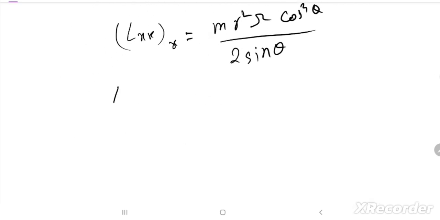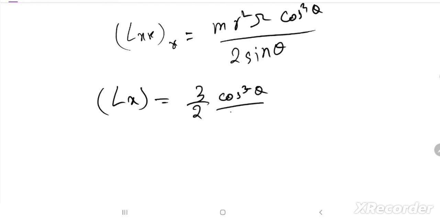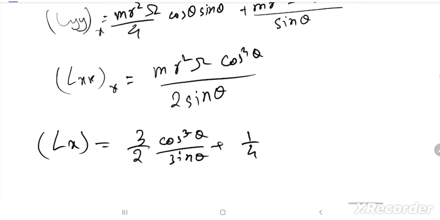So basically the angular momentum along the x direction will be 3 by 2 cos cube theta upon sine theta plus 1 by 4th sine theta cos theta into m omega r square.